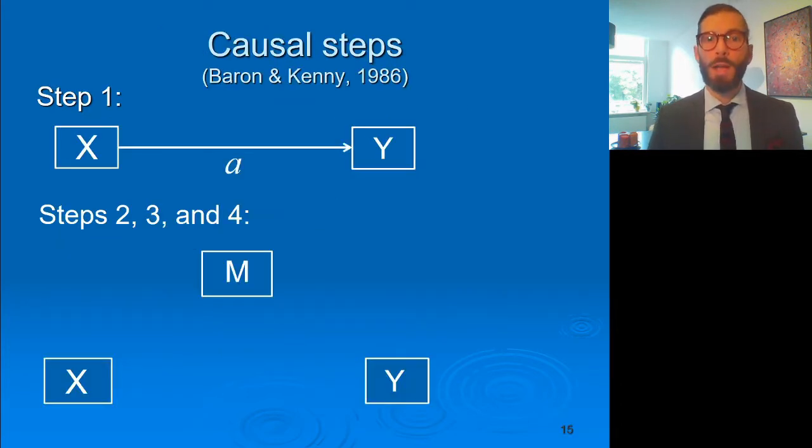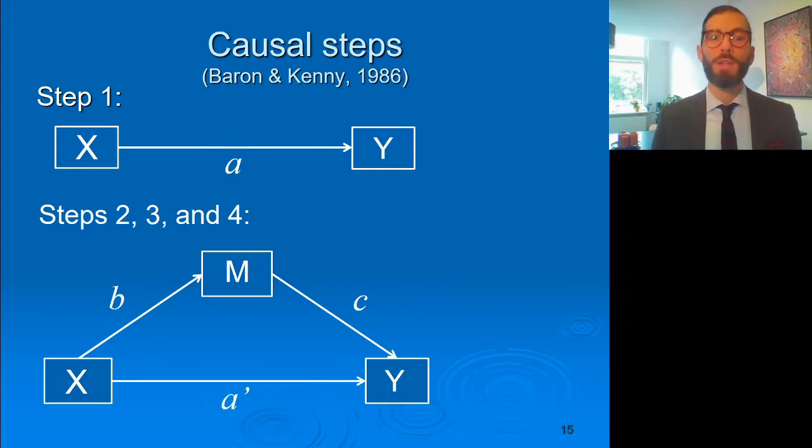So here are the steps as path diagrams. Step 1 is to examine whether path A is significant. Then step 2 is to examine whether path B is significant. Step 3 is to examine whether path C is significant. And step 4 is to examine what happens to path A after we control for the effect of the mediator.